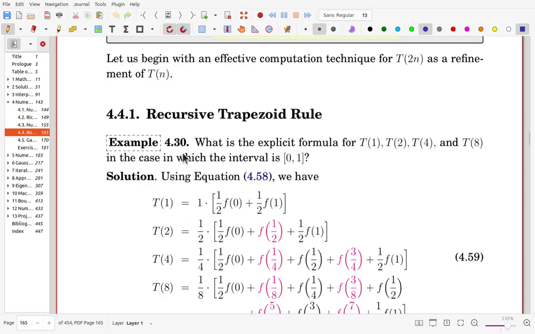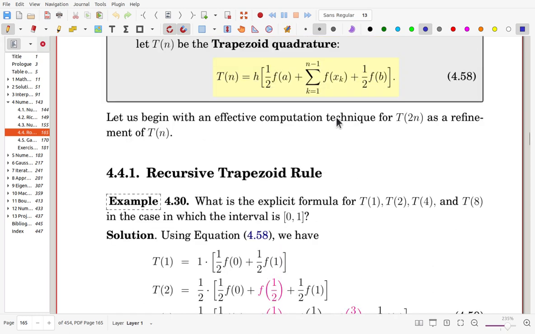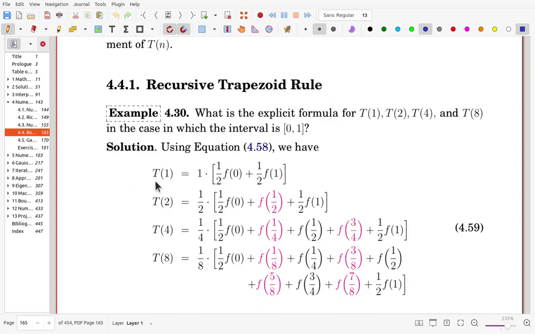Let's see this example. What is the explicit formula for T1, T2, T4, T8 in the case in which the interval is 0 to 1? By using this formula, T1, that's the case, we consider the interval as one subinterval. Now, T2, that is now with two subintervals, we can get that. Here, the pattern is from edge points, we have half contribution. From interior points, we have one contribution, and this value is h at the moment.